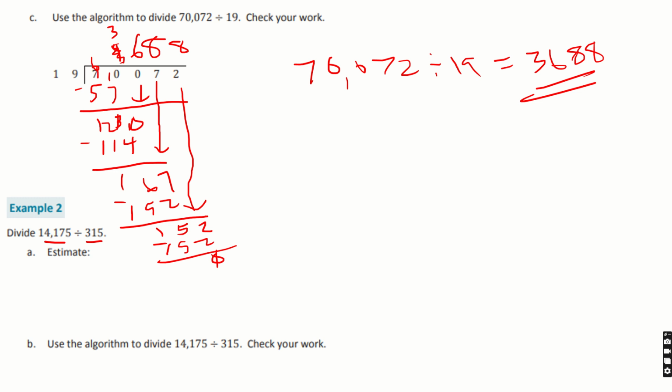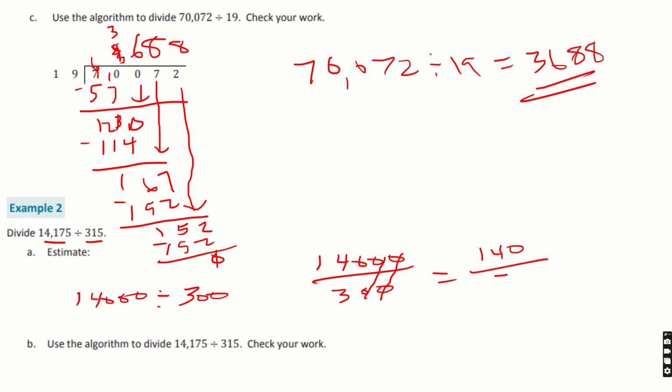So 14,175, I'm going to round to 14,000. I'm going to round it down a hair. Divided by 315, I'm going to round to 300. So we've got a bunch of zeros. Remember, that's the same thing as saying 14 on top and then 3 zeros over 3 on bottom and then 2 zeros. I can cross out my zeros and I'm left with 140 over 3, right? 140 over 3. Well, 3 would go into 14 4 times, right?